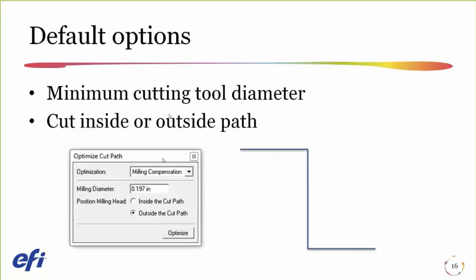I can set the minimum tool diameter, and I can position it inside or outside. So am I going outside and cutting a little beyond, or am I going to cut inside and just round that corner? Those are two of your options: how you want to set the tool diameter and where exactly you want that cut path to go.